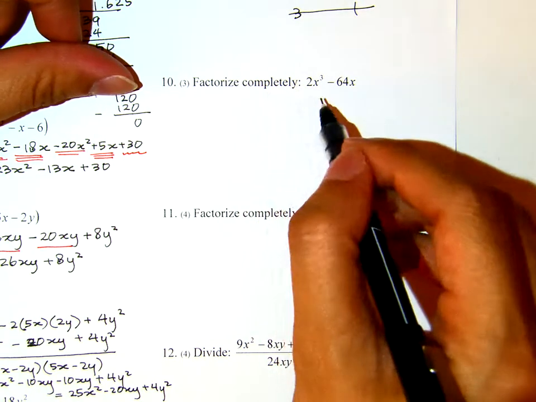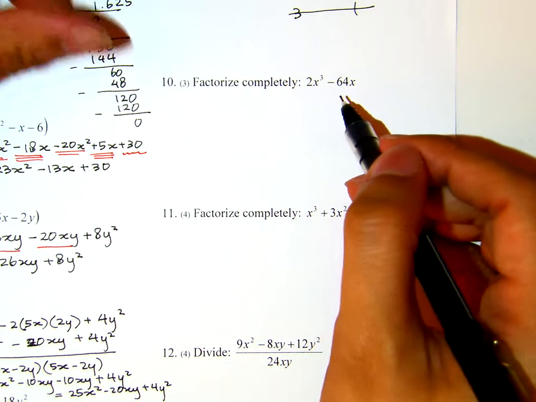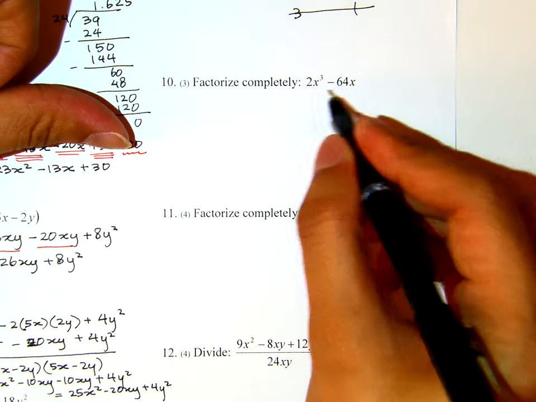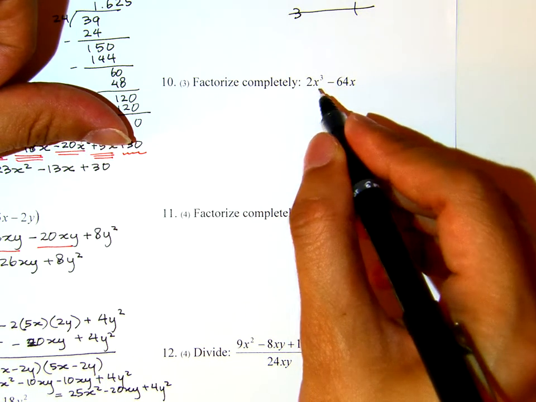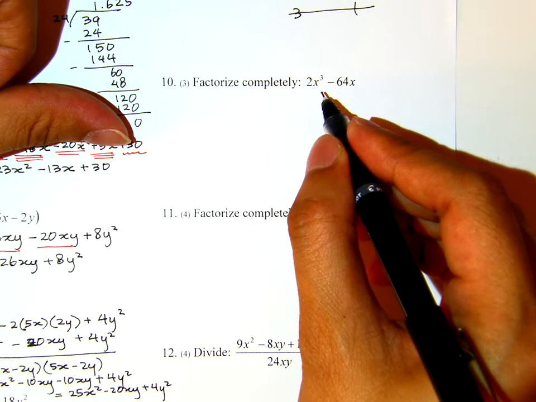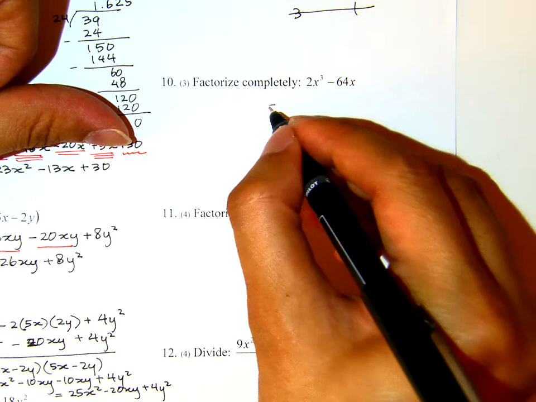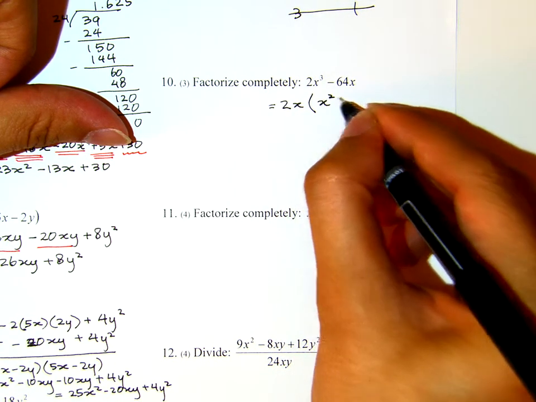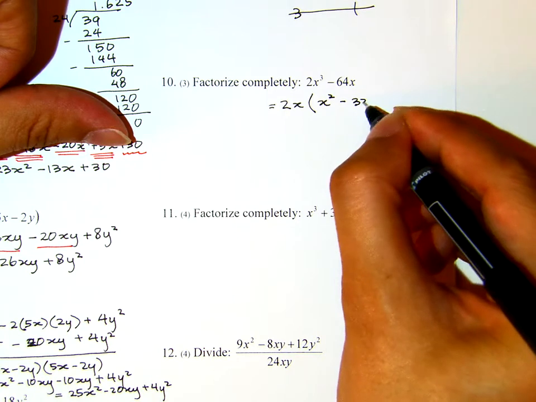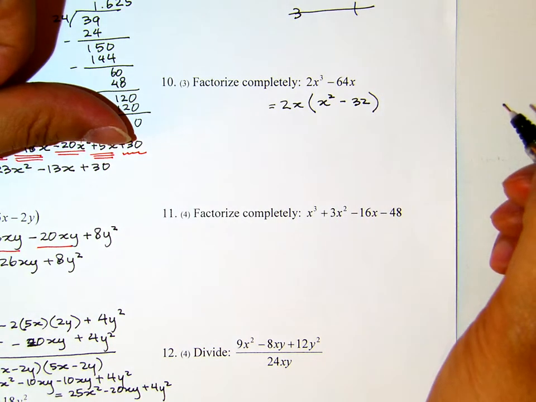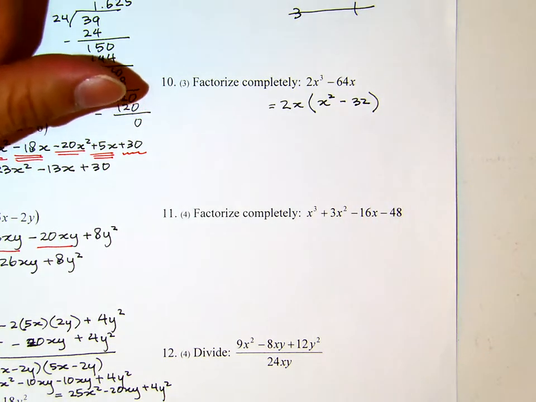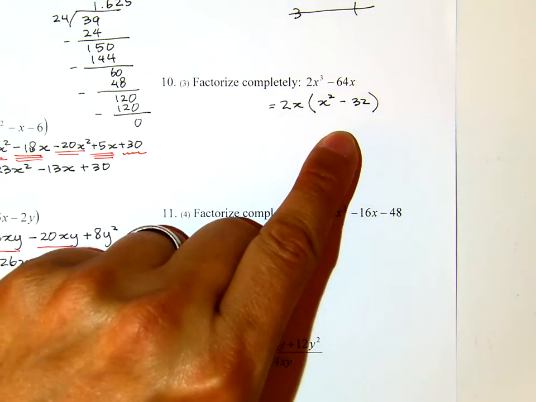Especially when you see "completely," be aware that you may have level 1, the greatest common factor, factoring. And you can see that I can take the 2 out and also the x, right? Let me take the 2x out. So the first term becomes x squared minus 32. Okay? Now, because this is 2 terms, we need to be aware that this is possibly difference of squares.